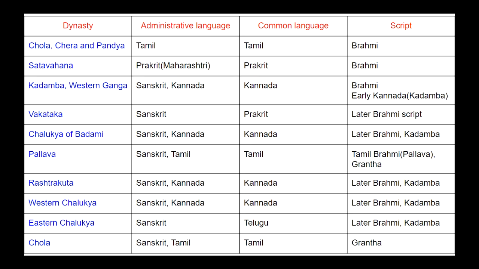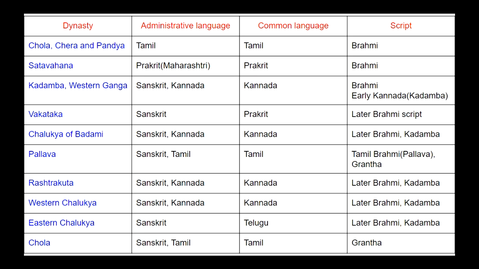Rashtrakuta. During the Rashtrakuta time, the administrative language was Sanskrit or Kannada, the common language was Kannada, and the script was later Brahmi or Kadamba. Western Chalukya administrative language was Sanskrit and Kannada. The common language was Kannada, and the script was later Brahmi script or Kadamba script, same as Chalukya Badami.